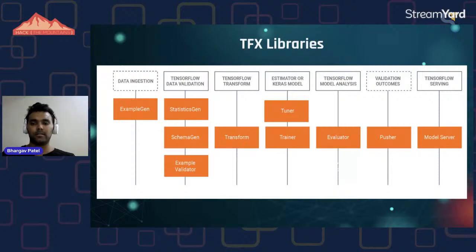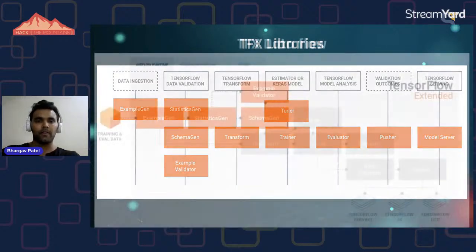And then comes something called the pusher or a validation outcome, which pushes your model into production, and then the model server, which serves that model as the API endpoint, right? So these are mainly 7 components of the TFX library, and each component has its own functionalities and utilities. We'll discuss all of them step by step, how they are getting connected, and if we have time, we'll see how you can put it into development and production code, right?